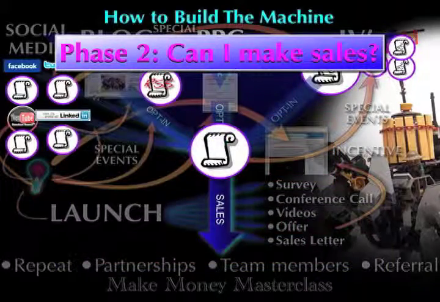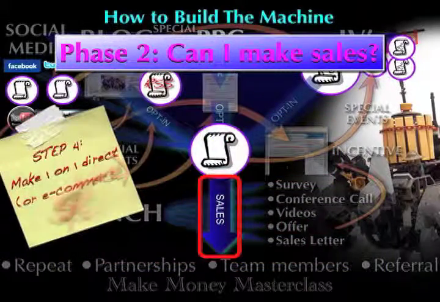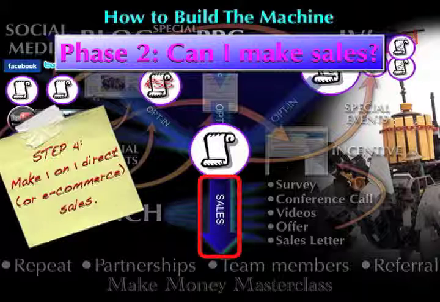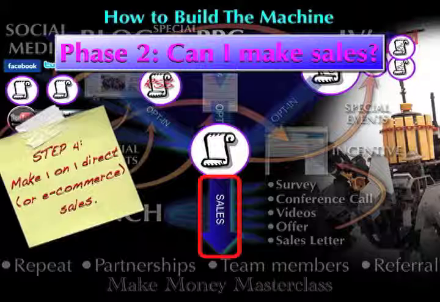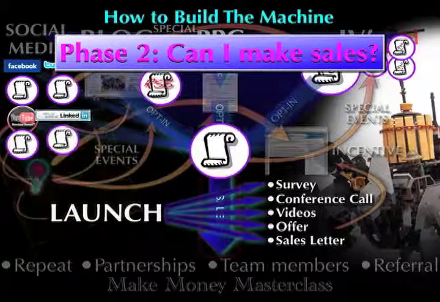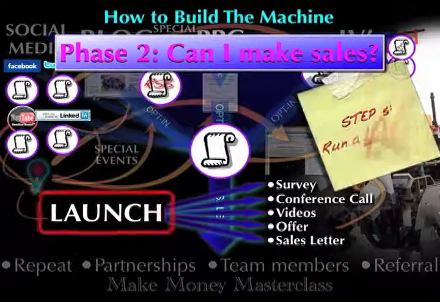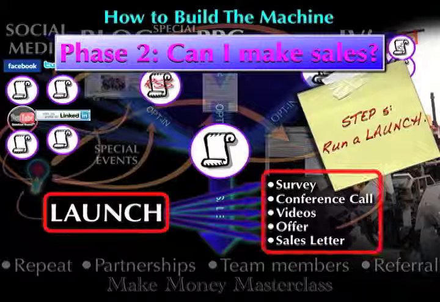So let's move on to phase 2, which is, can I make sales? So step 4 in this entire process in phase 2 is, first of all, just make some one-on-one direct or e-commerce sales. So call them, do something to get people to buy something on a shopping cart, whatever it is, but you just got to work on making some sales with that list. You got to figure that out. So that's step 4. Step 5 is to run an actual launch.